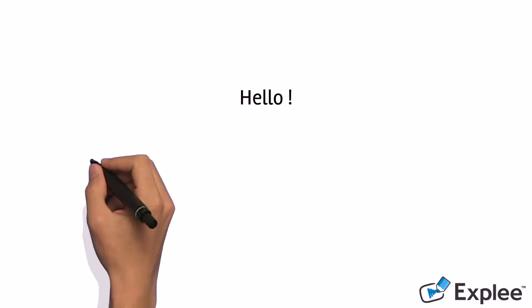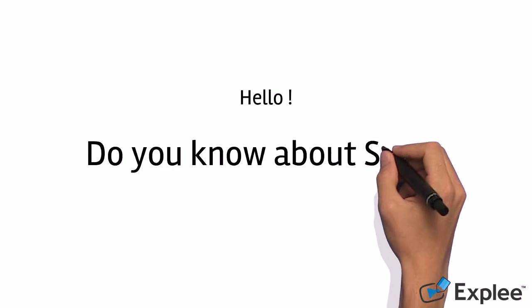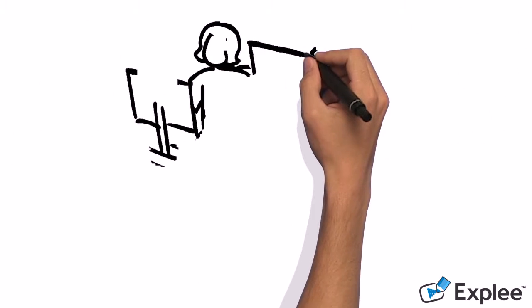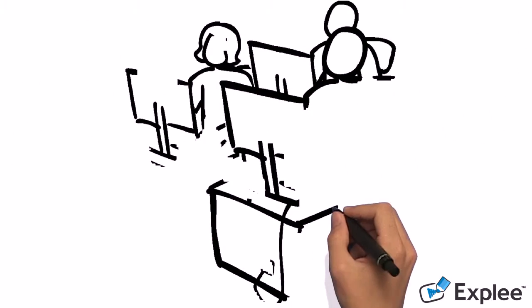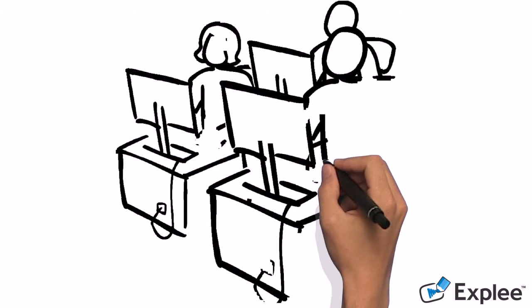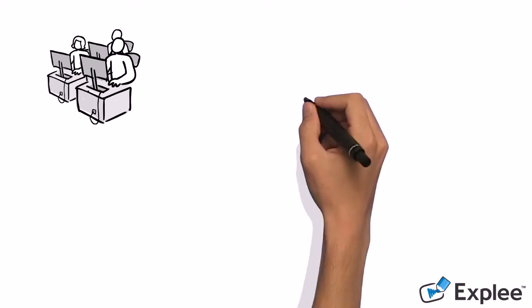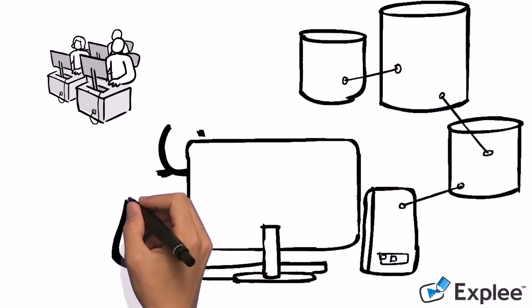Let's start now. Do you know about SDLC? Okay, I will tell you about SDLC methodology. SDLC is Systems Development Life Cycle. This term is used in systems engineering, information systems and software engineering to describe a process for planning, creating, testing, and deploying an information system.